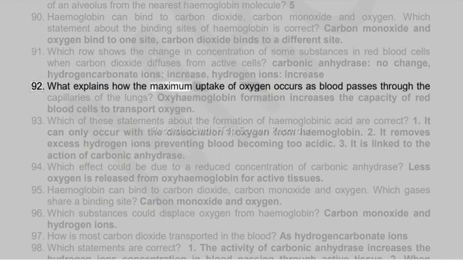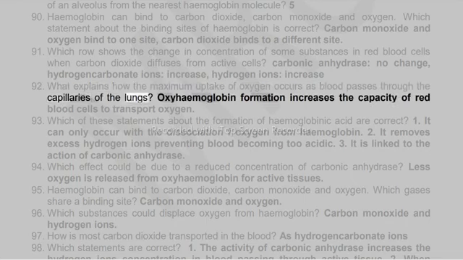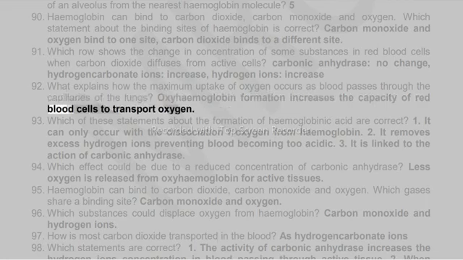92. What explains how the maximum uptake of oxygen occurs as blood passes through the capillaries of the lungs? Oxyhemoglobin formation increases the capacity of red blood cells to transport oxygen.